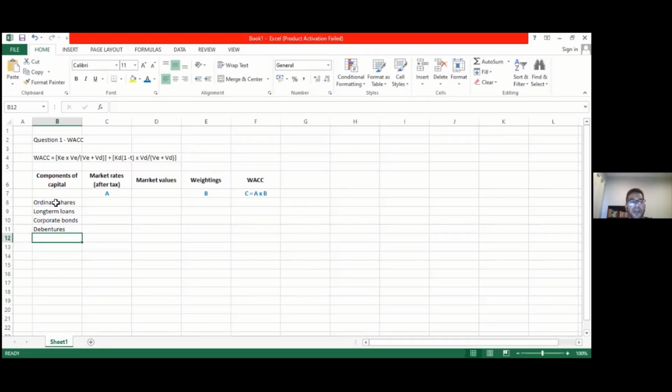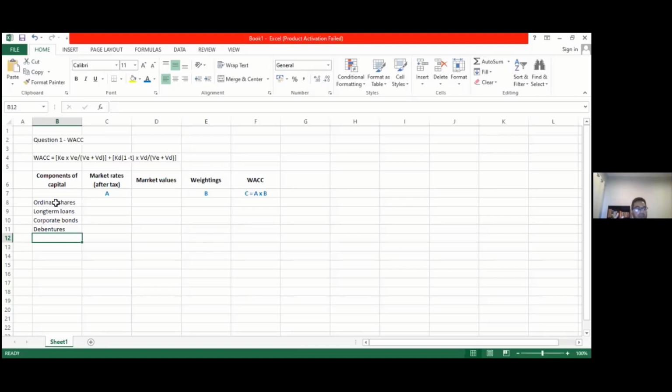Now let's go on to calculate the various numbers. So let's deal with market rates. And the ordinary shares, we want to calculate the market rate for ordinary shares. The way of thinking would be, is it given? Yes or no? And the answer is no. The market rate for ordinary shares was not given. That means we need to calculate it. In order to calculate the market rate for ordinary shares, we have three methods: CAPM, dividend growth model, and bond yield plus risk premium.